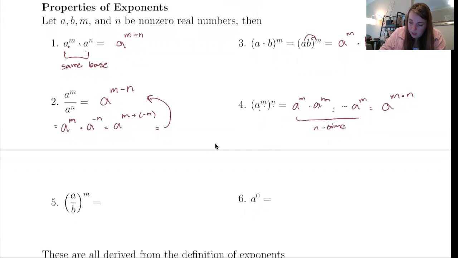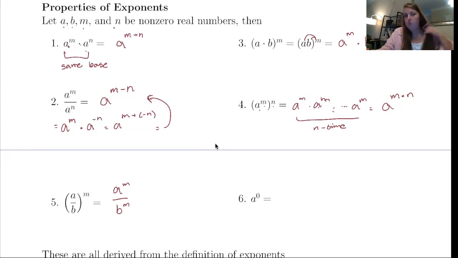Okay. And then property 5 should have been a little closer to property 3, because they're similar, right? This is just the division version of 3. So if I have a divided by b, two numbers, a fraction, raised to the n power, I can put that power or exponent on the numerator and denominator with no problem. So this would be a to the m divided by b to the m. All right, cool.